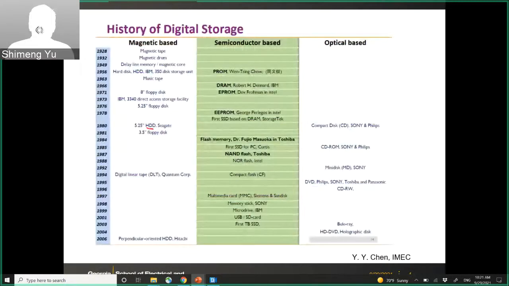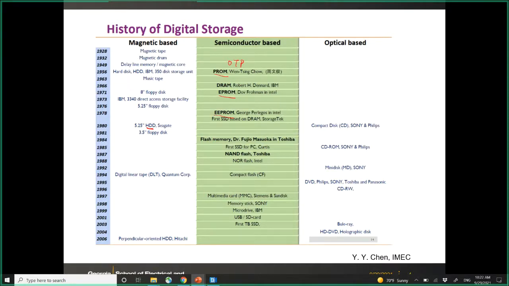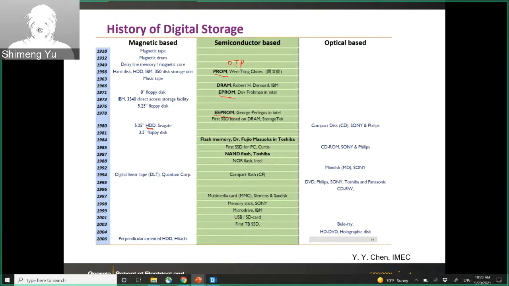So here, I just want to say a few words about the PROM, the EPROM, and the E-squared PROM. The ROM in semiconductor chips is actually still used today. This is sometimes called OTP, one-time programmable memory. So you can write your data once, and this can be used for your key or, let's say, the code embedded into your firmware.